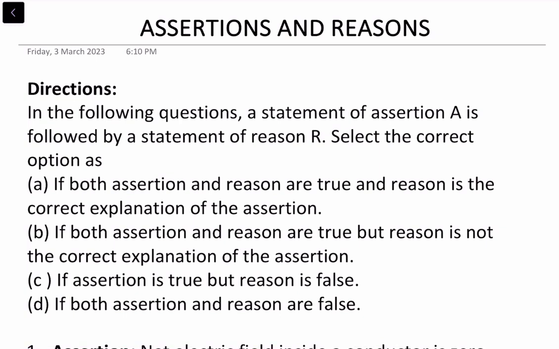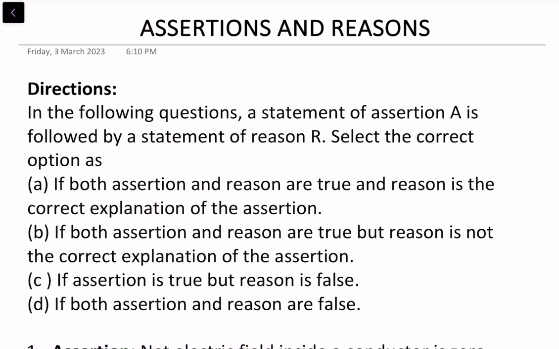option A. And next, if both assertion and reason are true, but reason is not the correct explanation of the assertion, then you have to go for option B. So when you have to choose option B, both statements are correct. That is, assertion and reason both are true, but reason is not the correct explanation of the assertion. Then after that, option C.